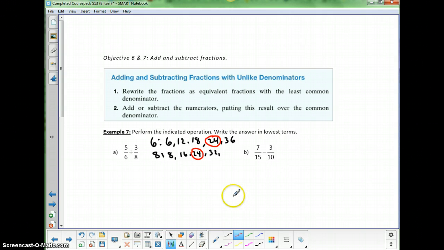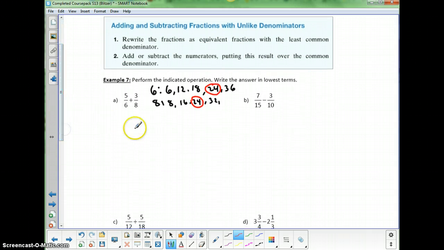When you're thinking about the list of multiples of 6 and 8, or whatever your denominators are, it's the first multiple that's on both lists. It needs to be a multiple of both of the denominators to be the least common multiple or least common denominator. So my LCD in this case is going to be 24.